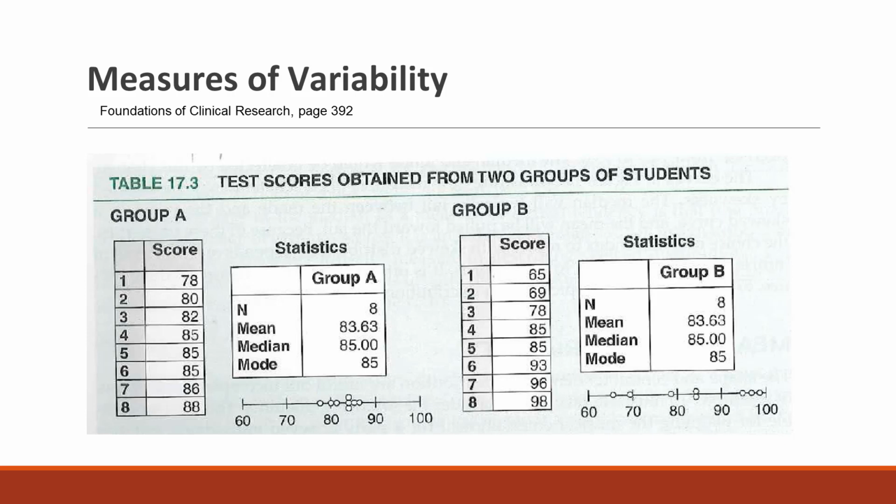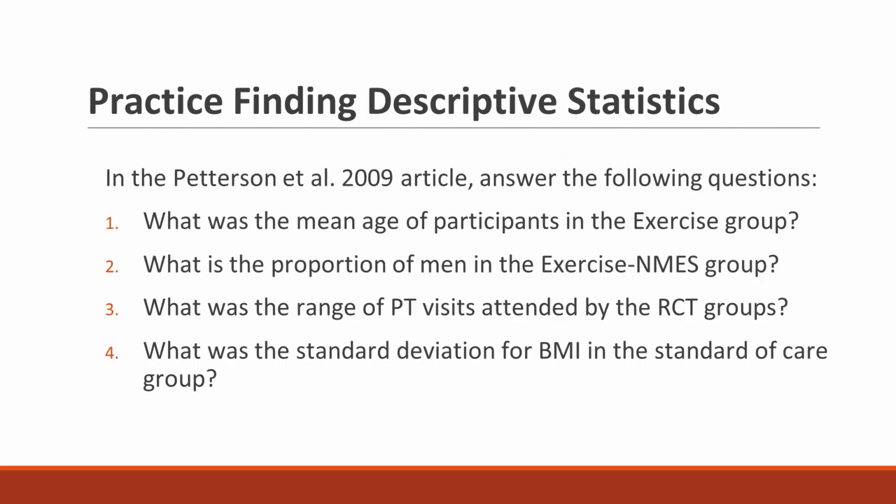The description of a sample is not complete unless we can characterize the differences that exist among the scores as well as the central tendency of the data. There are 5 commonly used statistical measures of variability: range, percentiles, variance, standard deviation, and coefficient of variation. You will hear more about some of them.